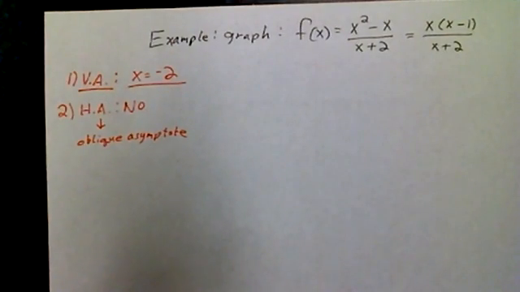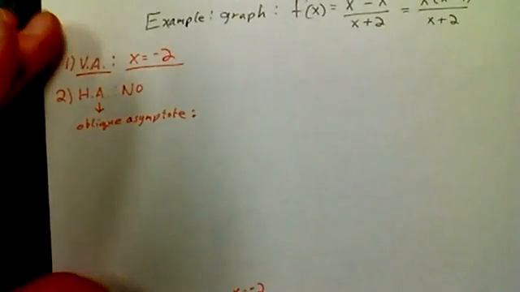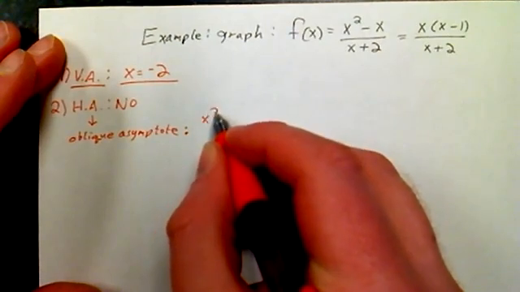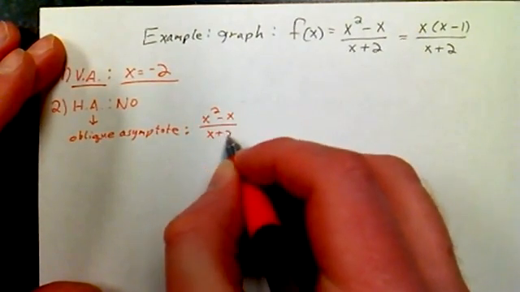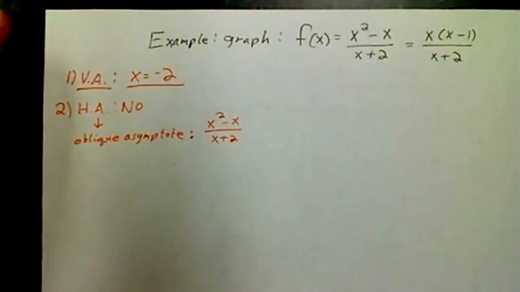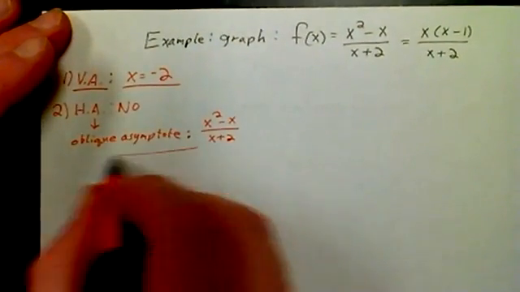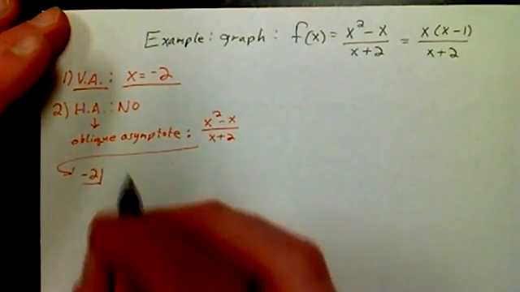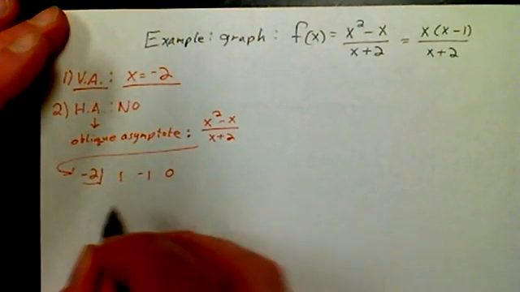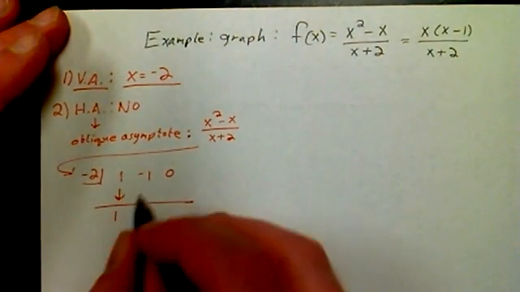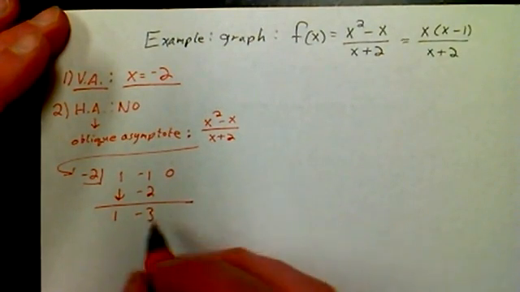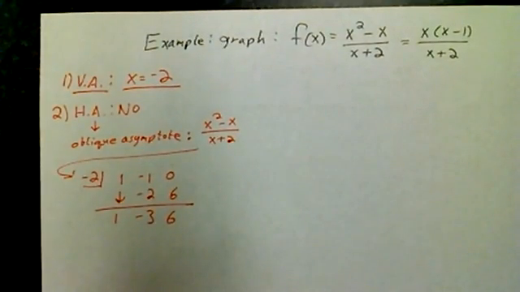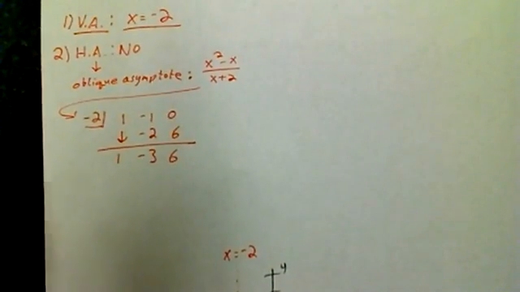Now this oblique asymptote, the way we find it is we're going to actually do a synthetic division. I'm actually going to divide out x squared minus x by x plus 2. So I'm going to do this the old-fashioned way, okay? So I guess what I'll do is I'll do this right here. I'm going to do -2. I'm using my synthetic division. And then I have 1, -1, and 0. 1, -2, -3, 6, and 6.